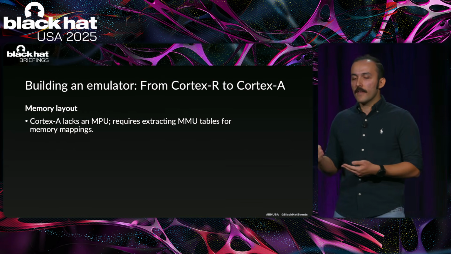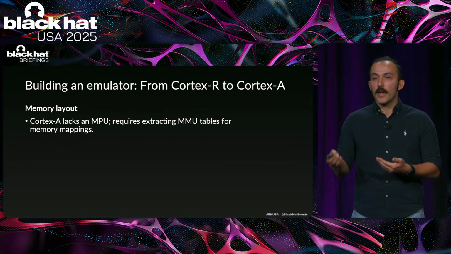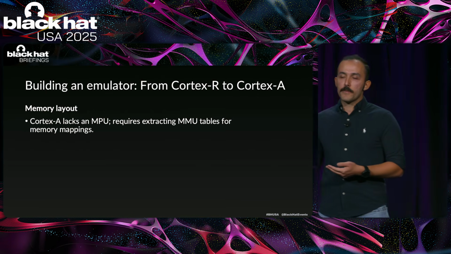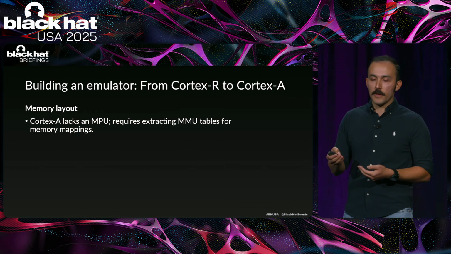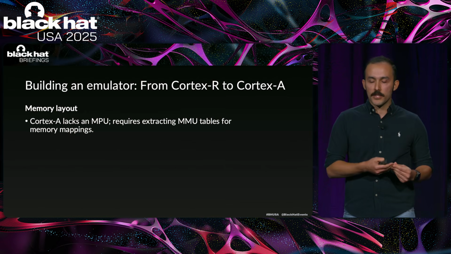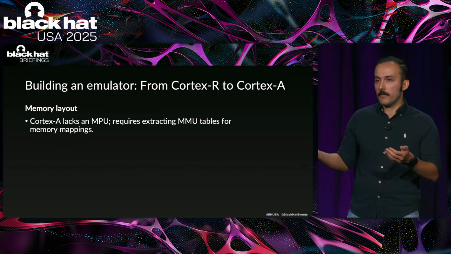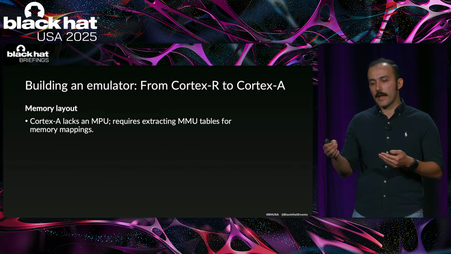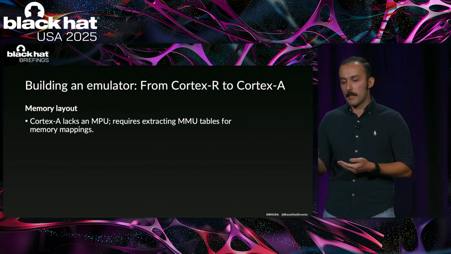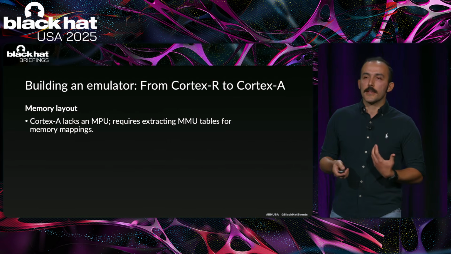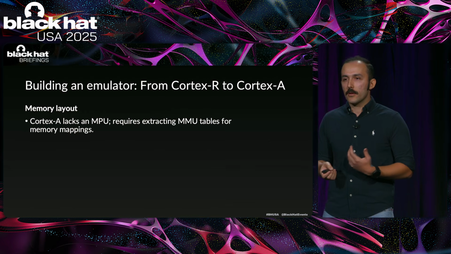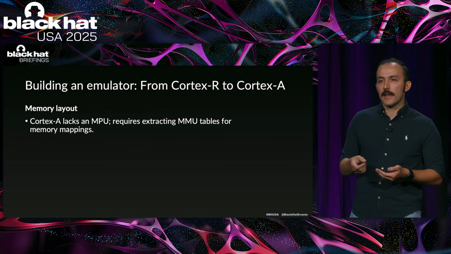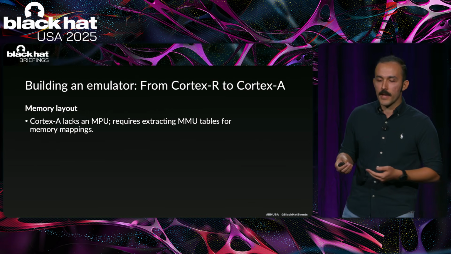To that end, we have to understand the address translation in a Cortex-A CPU. Unlike Cortex-R, there are no memory protection units in a Cortex-A CPU, and instead we have a memory management unit. And you might wonder, well, what's the real difference? To understand that, we have to take a look at how address translation is set up with an MMU. If you're familiar with x86-64 CPUs, you might know that there is a register called CR3, and that holds the physical address of the current page map level 4 table.